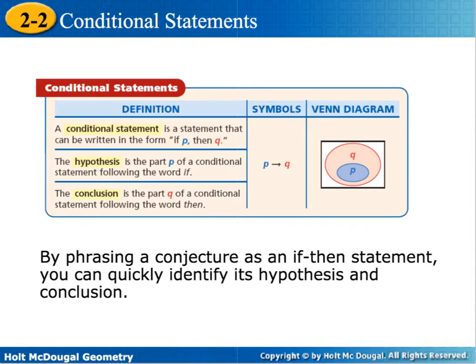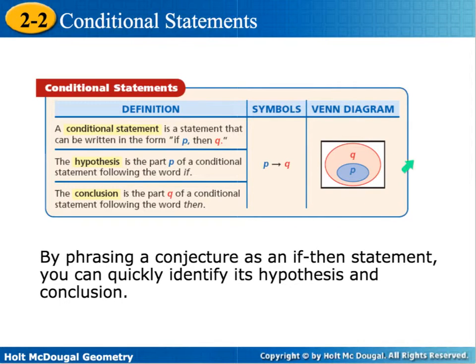It rains would be P, I go inside would be Q. So the hypothesis would be the P part. The if this happens, we don't know if it's going to happen or not, so it's the hypothesis. It's what follows the if. The conclusion is what happens. If the hypothesis comes true, then I'm going to do this. That's the conclusion. It can be written P, arrow to Q. This is saying it without words, but we will usually write it out as an if-then statement.